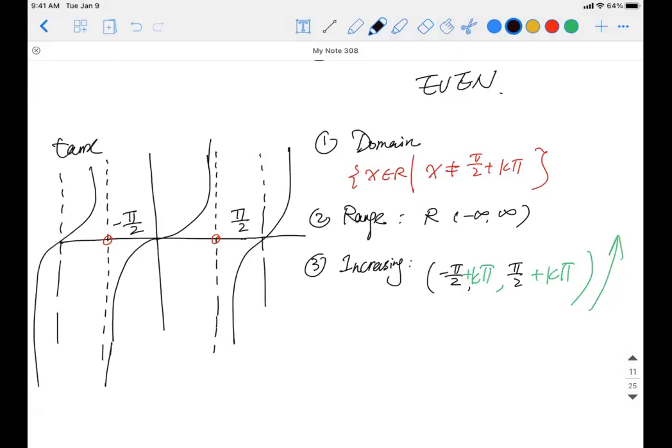Tangent x is also periodic. And the number 4 is, what is the period? Tangent x, the period is pi. Is that right? These are very basic stuff. So tangent x, actually, the period of tangent x is pi.